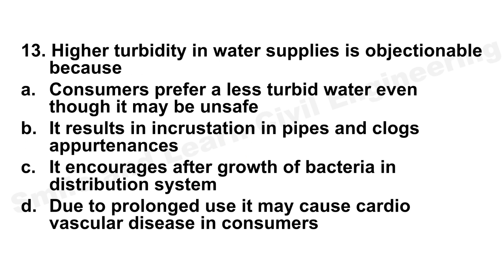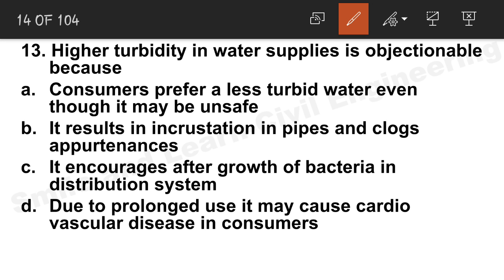Question number 13. Higher turbidity in water supplies is objectionable. See, turbidity is the factor which doesn't allow light to pass through the water. Okay. So if the water is having higher turbidity, then it will result in incrustation of pipes and clogs apparatuses. Okay.